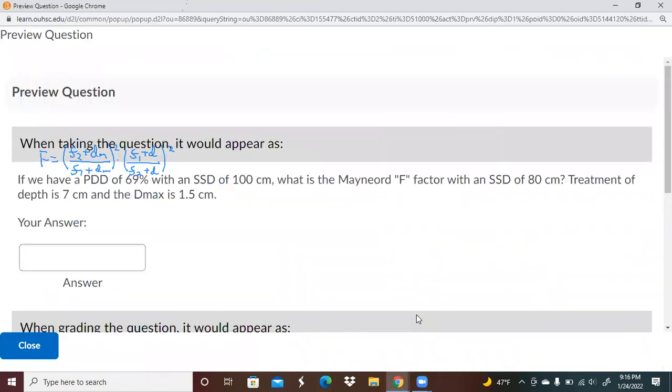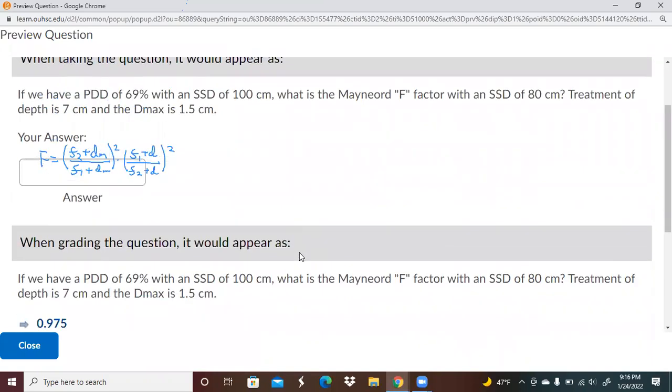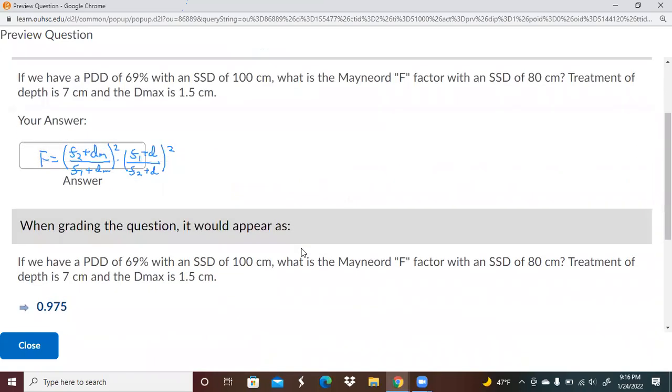Now, one particular iteration here is going to be this problem. The question in this particular case is that if we have a PDD of 69% with an SSD of 100 centimeters, that's where we start. What is the Mayneord F factor with an SSD of 80 centimeters? So it's going to be moving from here down to here. Now the treatment depth is going to be 7 cm and the Dmax is going to be 1.5.